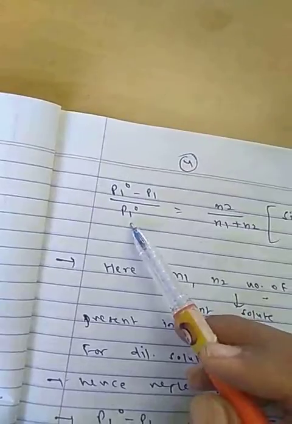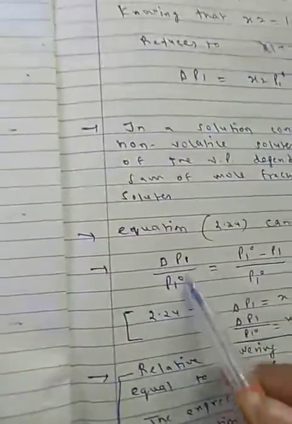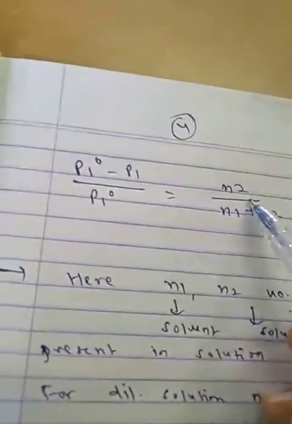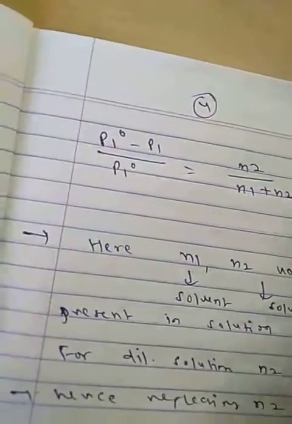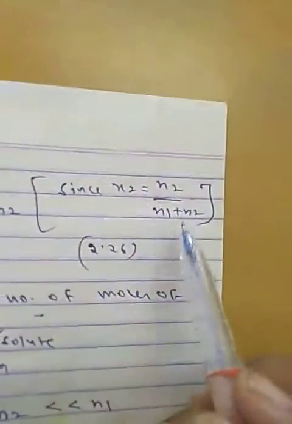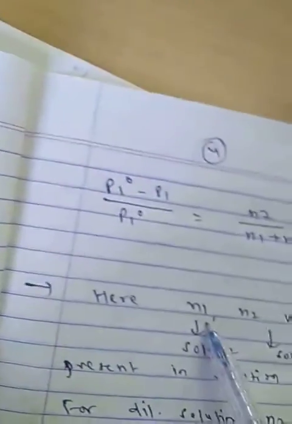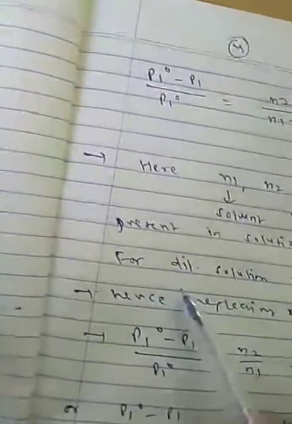This equation, (P1⁰ − P1)/P1⁰, is equal to the mole fraction x2. Here x2 is equal to n2 upon n1 plus n2, where n1 is the number of moles of solvent and n2 is the number of moles of solute present in the solution.